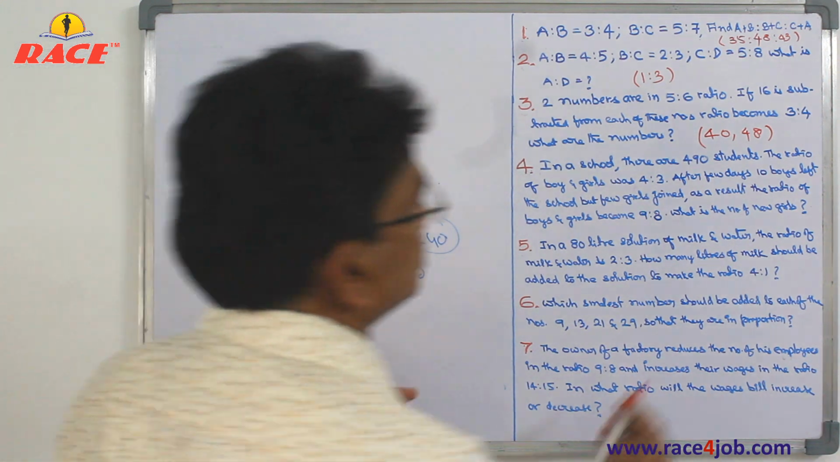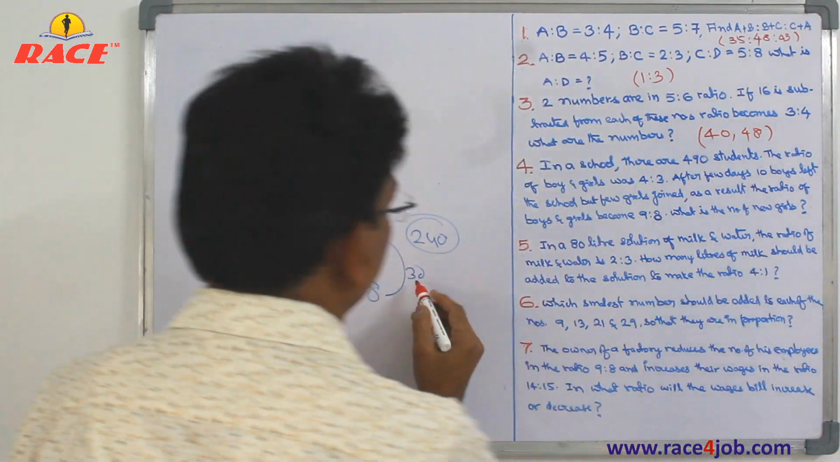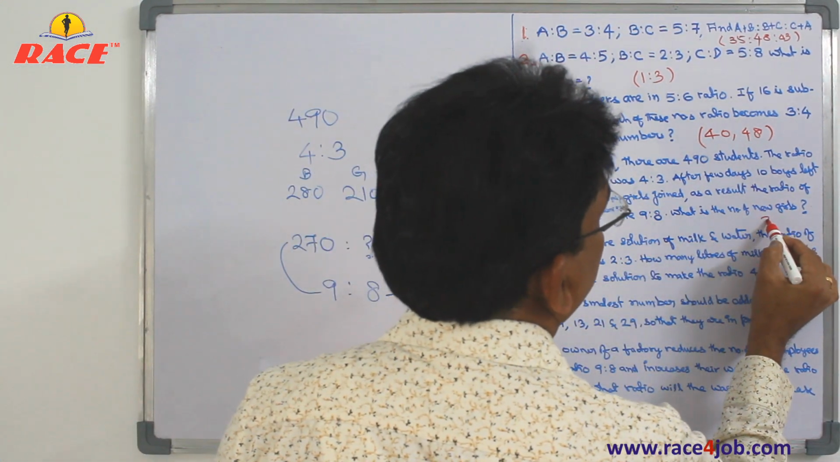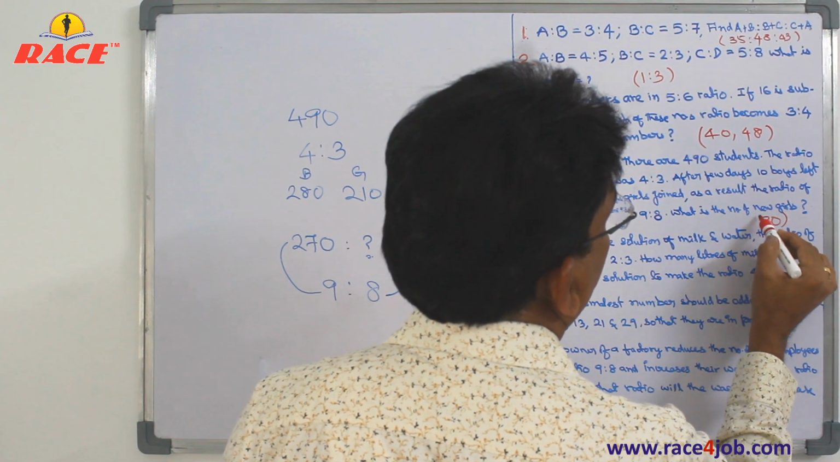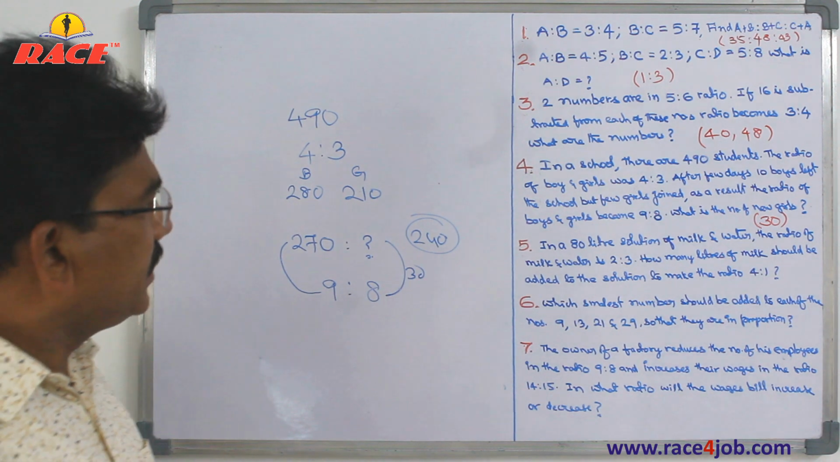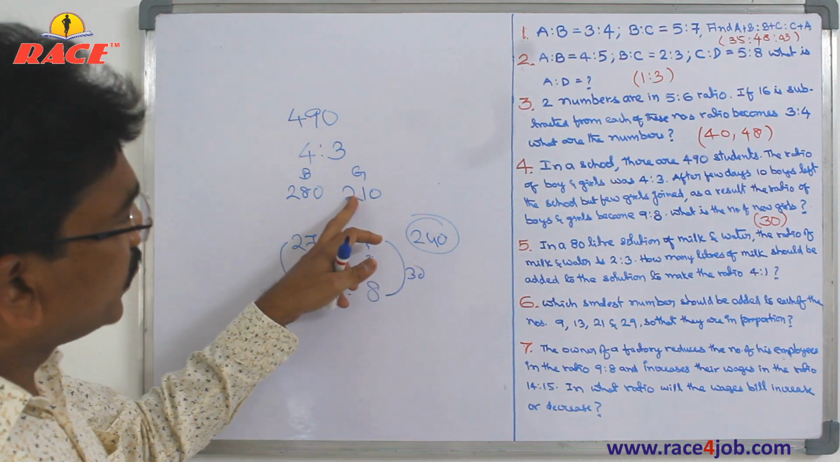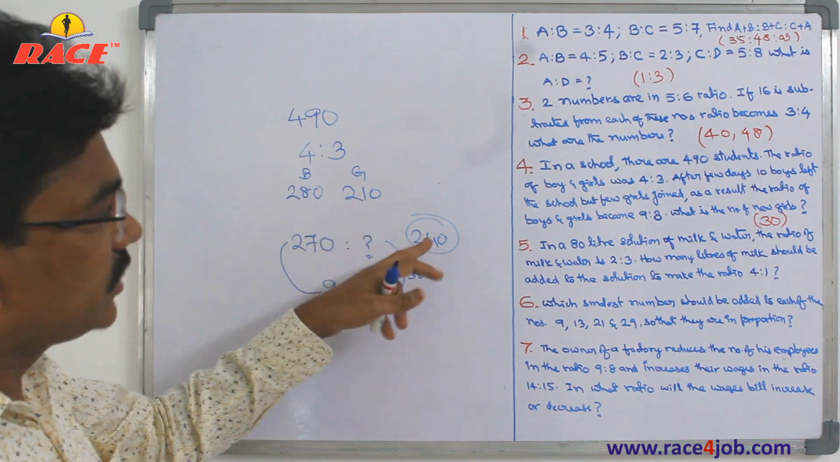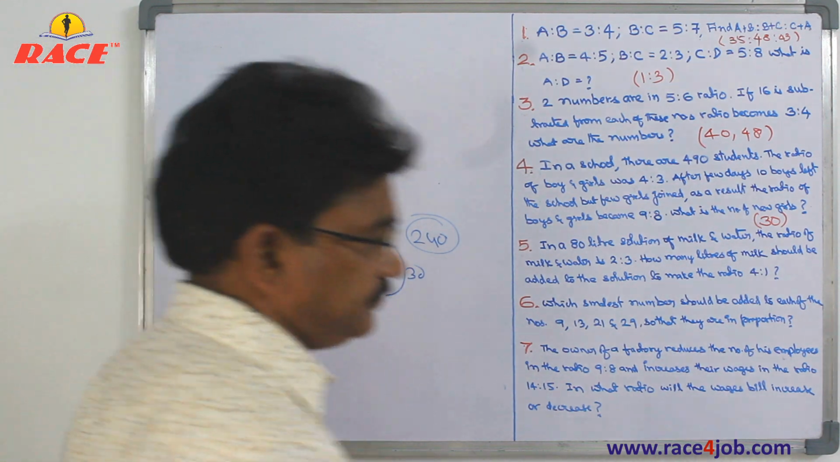So how many girls? 240 girls. 240 means 30 girls joined. He is asking how many new girls. New girls joined is 30. 30 girls joined. Okay, right. 240 means earlier 210 girls were there. Now 240 girls. So 30 girls joined is the answer.